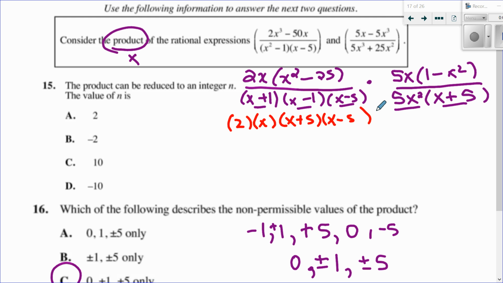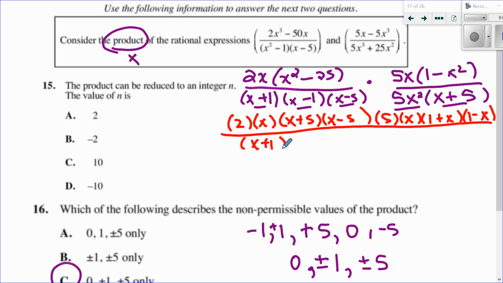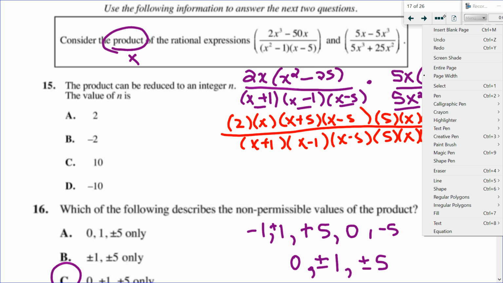Now this is all one big fraction, so I'm going to multiply it as 5 times x times 1 minus x squared, also a difference of squares. So add one set, subtract the other. The square root of the first term, the square root of the second term. And that will be all over x plus 1 times x minus 1 times x minus 5 times 5x squared, which is 5 times x times x plus 5. So I really like to break my monomials down because I think it makes it easier to simplify.